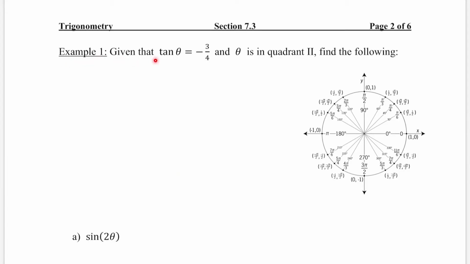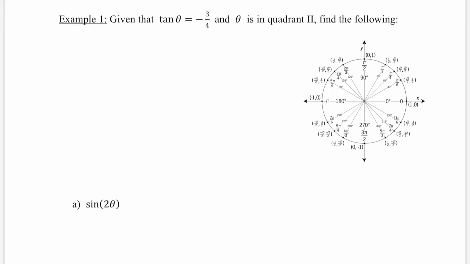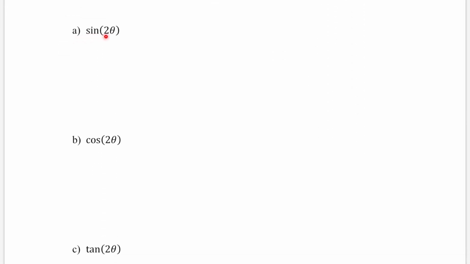Example 1. Given that tangent of theta equals negative 3 over 4, and theta is in the second quadrant, find the following. A. Find sine of 2 theta. B. Find cosine of 2 theta. C. Find tangent of 2 theta. The first thing I'm going to do is write down the formulas for these double angles. Sine of 2 theta is 2 sine theta cosine theta. Cosine of 2 theta is cosine squared theta minus sine squared theta.